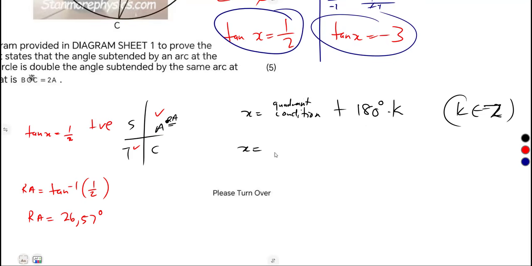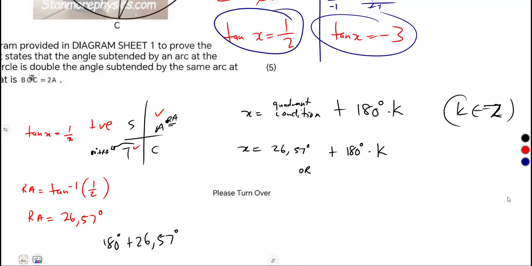So x was going to be 26,57 plus 180 degrees times k. Or the second one in the third quadrant. And in the third quadrant, where tan is positive, these angles are given as 180 degrees plus theta, where theta is the reference angle. So you're going to add 180 degrees plus the reference angle in that case.